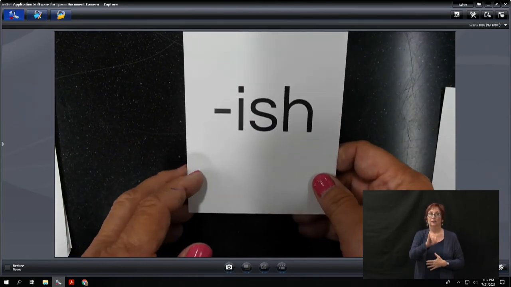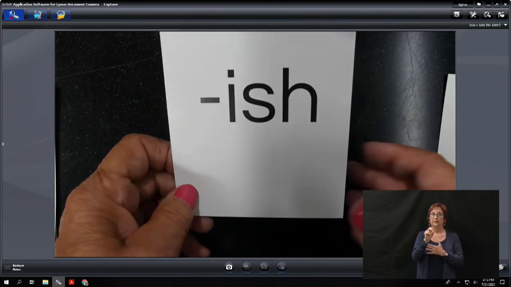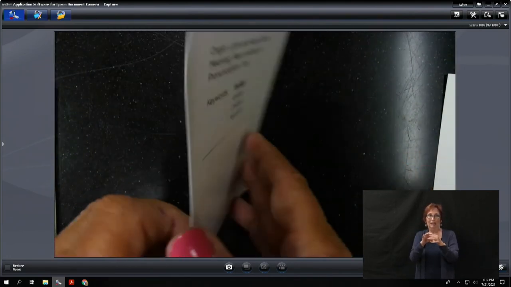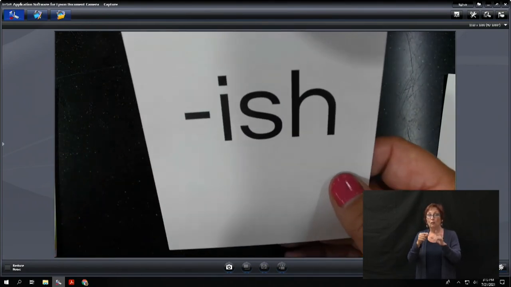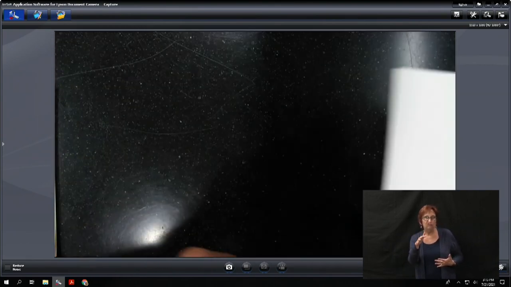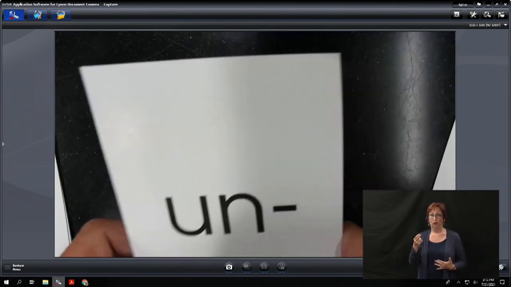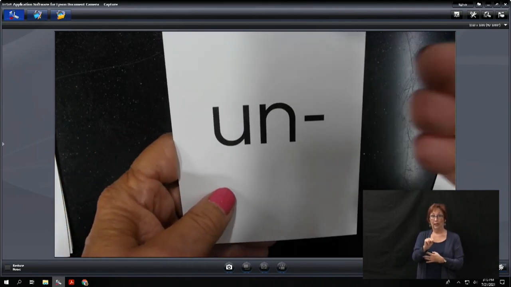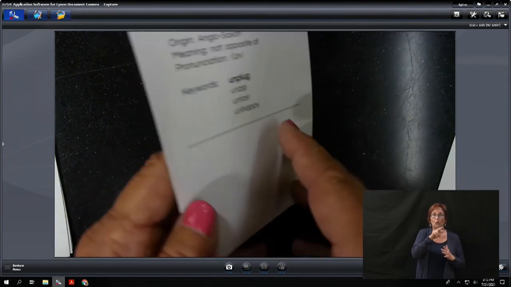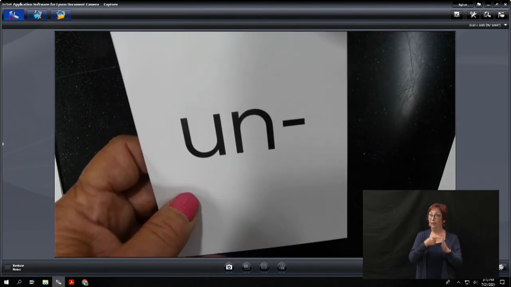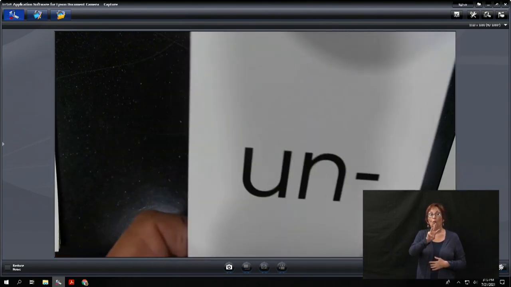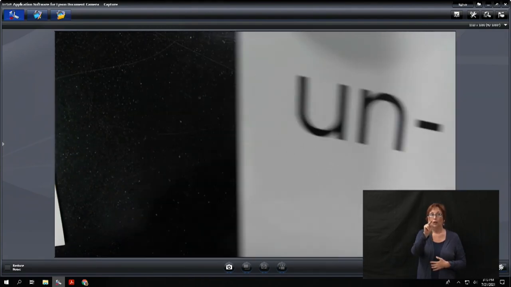Ish is a vowel suffix. It means like or relating to. And an example word is what? Pinkish. Foolish. Exactly. UN is a prefix. It means not or the opposite. Give me an example word. Unwrap. Unknown. Unhappy.